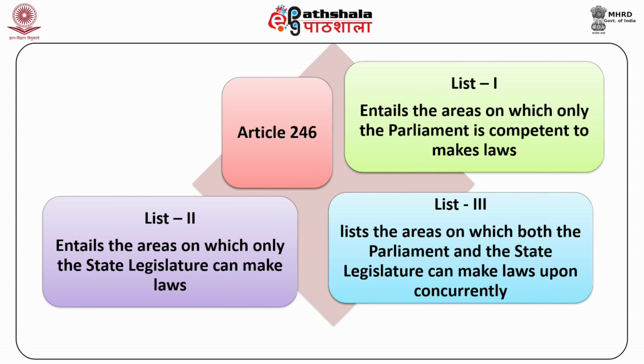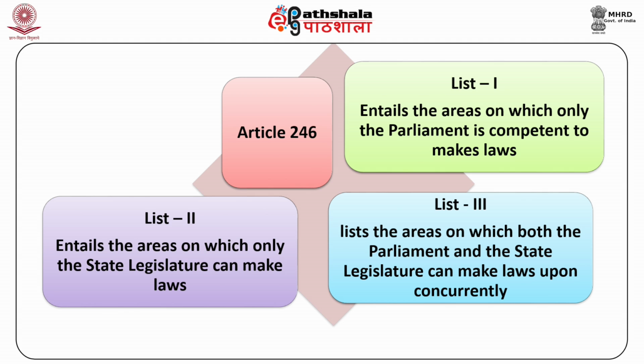Next, Article 246 regarding the legislative powers of making laws. Article 246 of the Indian Constitution distributes legislative powers including taxation between the Parliament and the state legislature. Schedule 7 enumerates these subject matters with the use of 3 lists. List 1 entails the areas on which only the Parliament is competent to make laws.